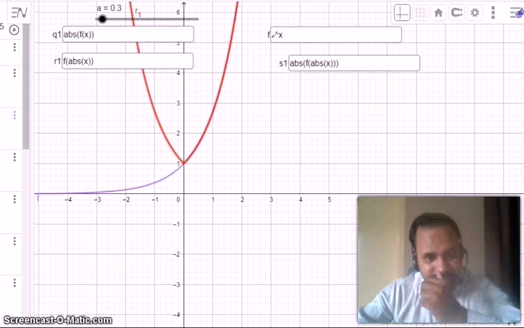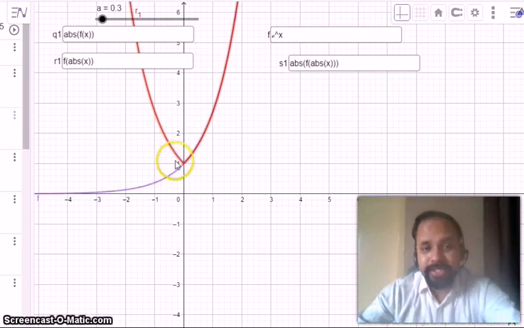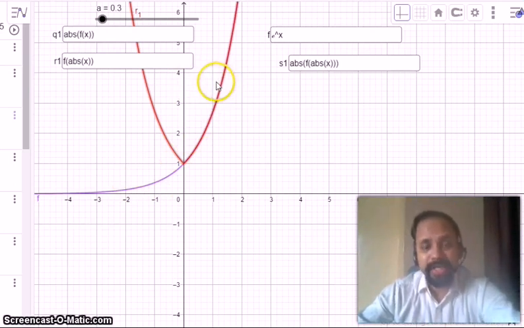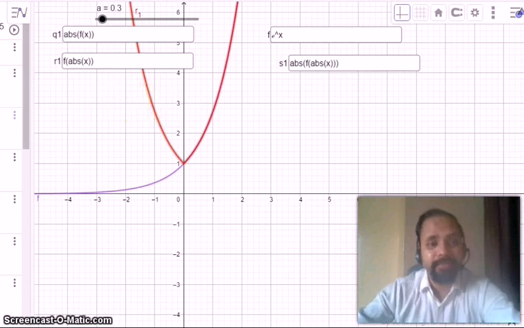Here we have e to the power x. What we did in this one was simply omit the part that is on the left side of the y axis, and take the image of the part that is on the right side of the y axis, with the y axis as a plane mirror. This is simply the funda of this graph.